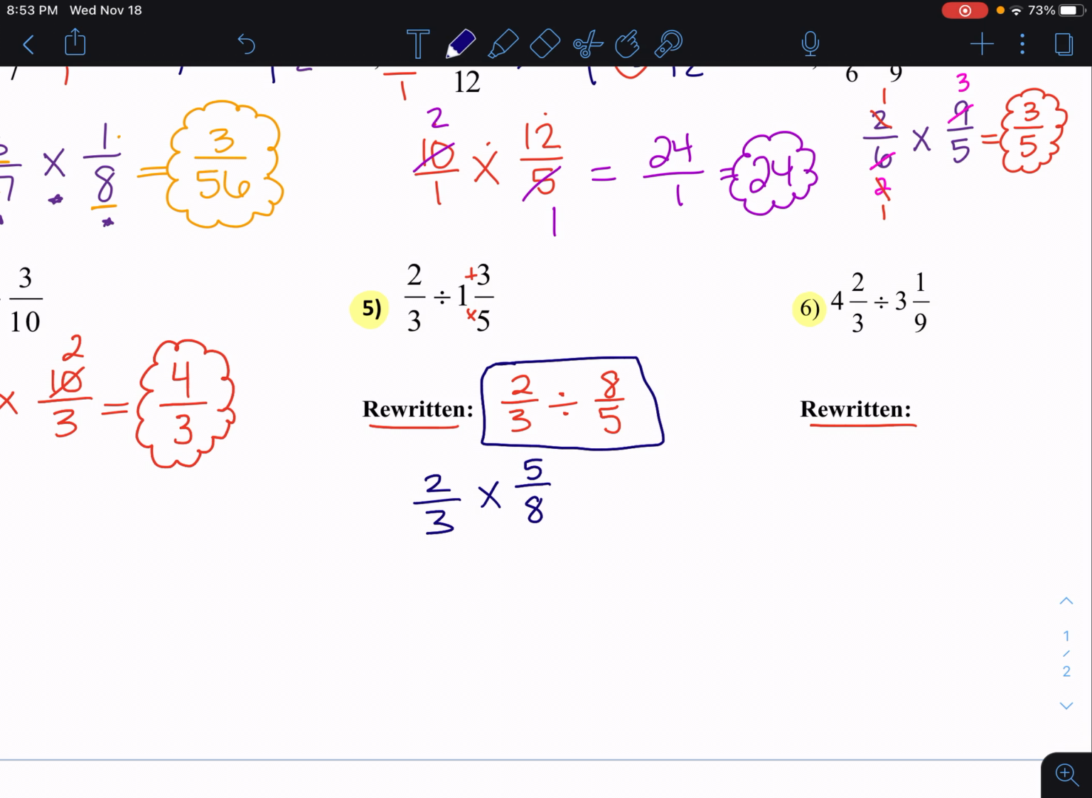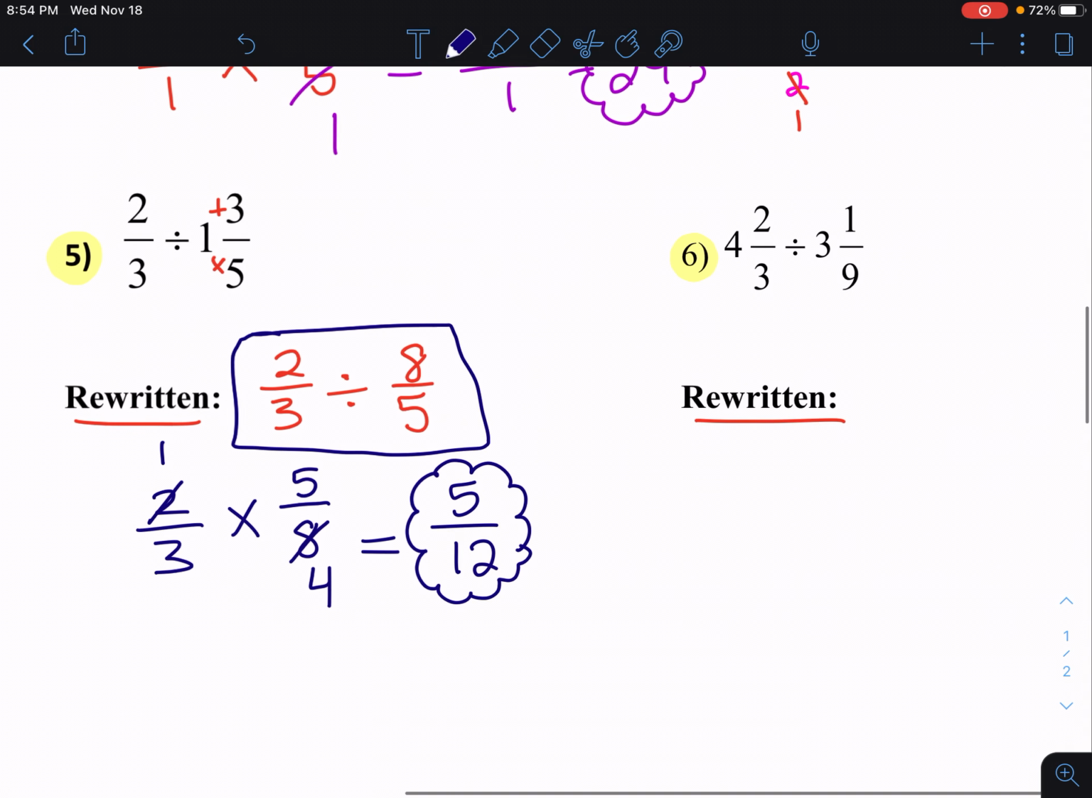So now I'm going to do my cross canceling. 2 divided by 2 is 1, and 8 divided by 2 is 4. Nothing else to cancel, so 1 times 5 is 5, and 3 times 4 is 12.